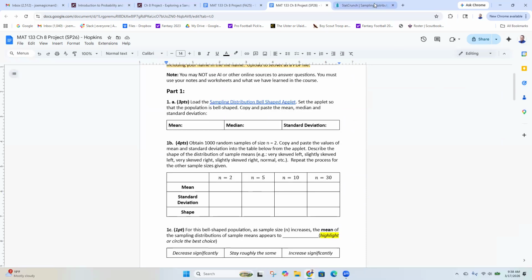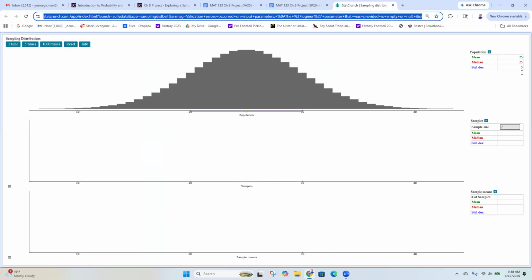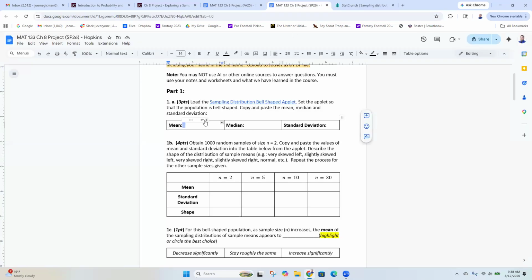Okay. So part one, question one, set the applet so the population is bell-shaped. Well, it already is. Copy and paste the mean, median, and standard deviation. So they give you the mean, median, and the standard deviation up here in the upper right. So that's what we're going to use. 25, 25, and 5. Okay, those are our answers for this first part.